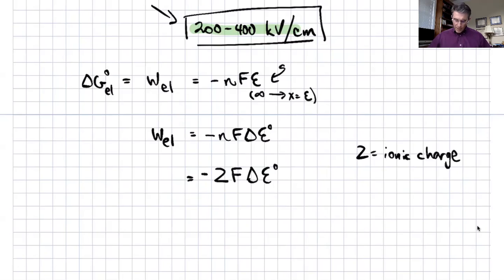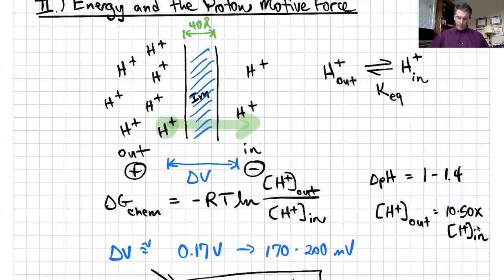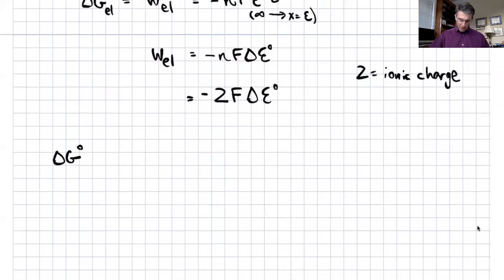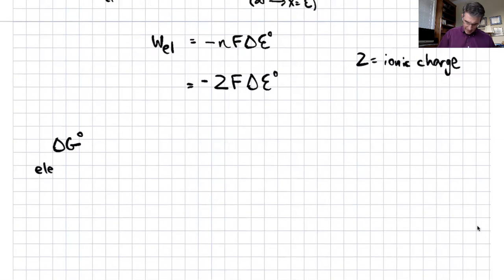Okay, so now what we want to know is how do we put this all together? What's the overall free energy we have to work with in standard state free energy in terms of moving a proton within both this chemical and electrostatic gradient? This is known as the electrochemical potential, because we basically have both an electrostatic and a chemical potential. So you put the two together and you get electrochemical potential.